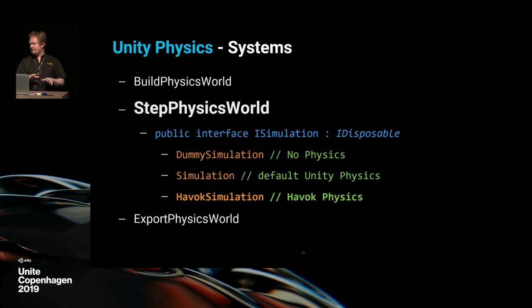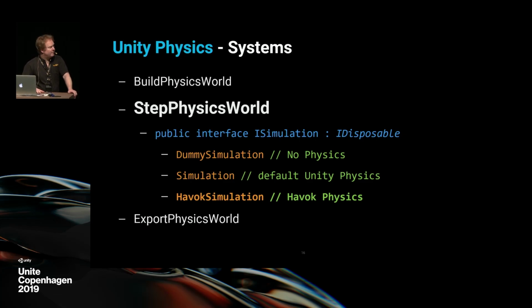But in the Unity Physics package that you download today, we've got the build physics world and the step physics world. Ultimately what the step physics world is doing is providing an ISimulation interface, and it's providing three implementations. One is just a dummy simulation so that you could have no integration going on. You would just have your collision world and do static queries, but you could set up a step physics world to be simulating nothing, doing nothing with the simulation.